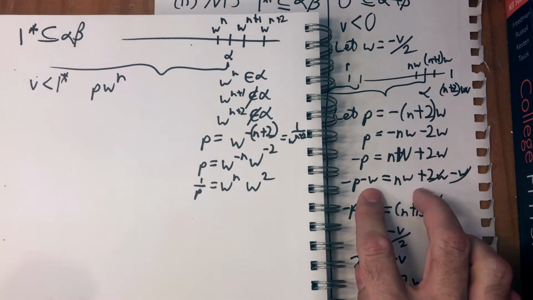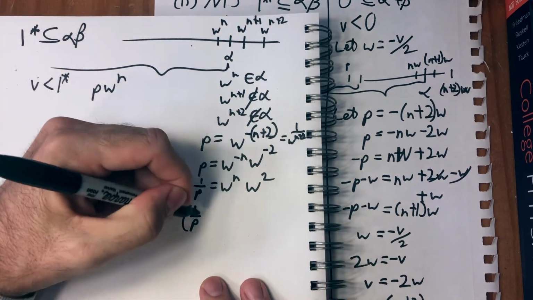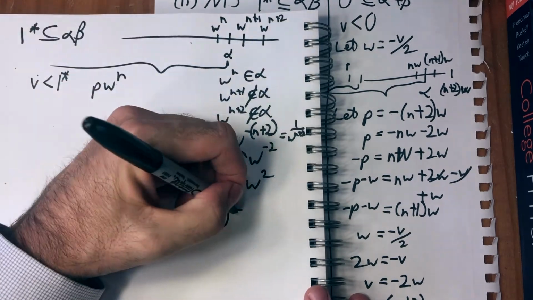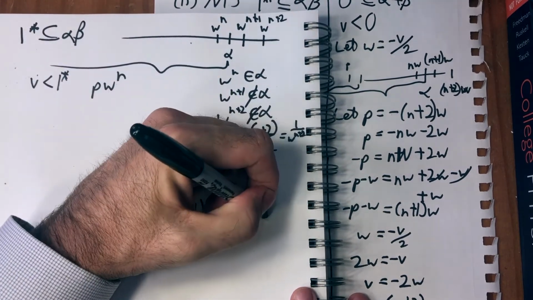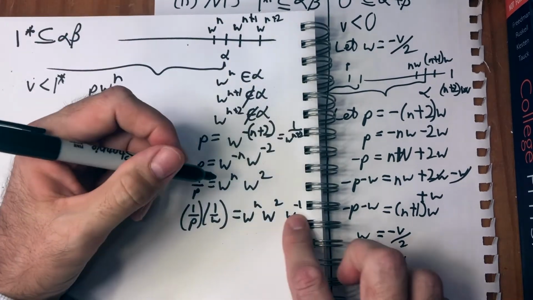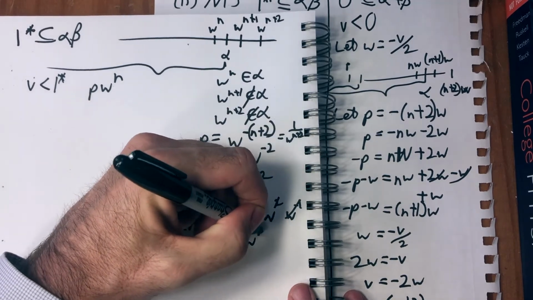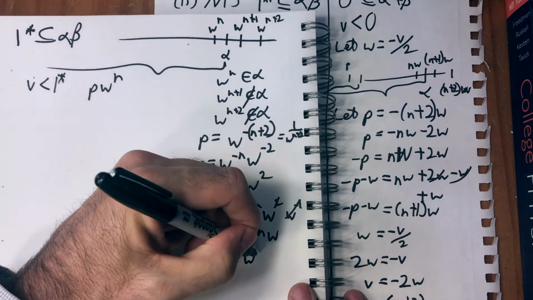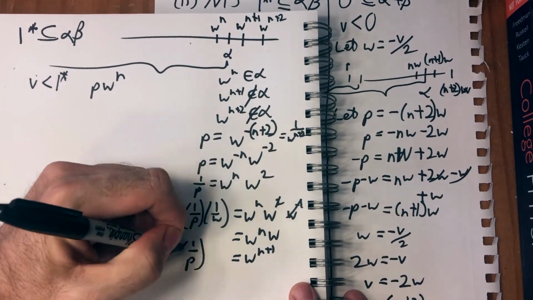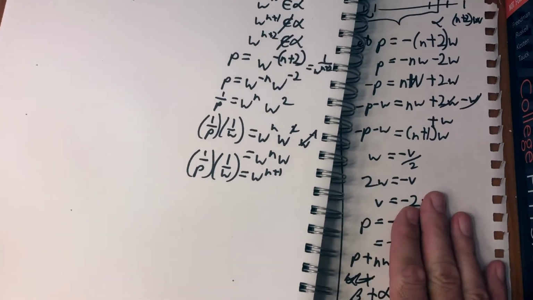Now, if we multiply the inverse of W by both sides, we have 1 over P times 1 over W equals W to the n, W squared, 1 over W. That means one of these cancels out, and we end up with W to the n W equals W to the n plus 1. That's what 1 over P times 1 over W equals. Wow, we're doing great.